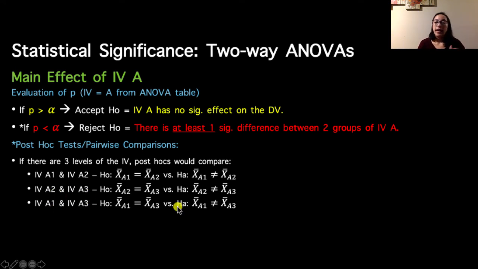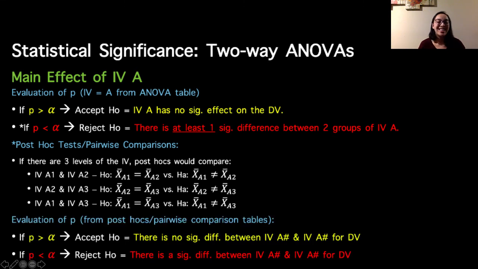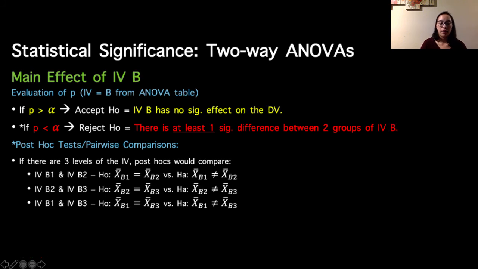And then we get p-values for each of those, and then we say, is there a significant difference between each pair, or is there not? Okay. We would do the same thing for the main effect of independent variable B, which is our sport, in the example that I'm running with here.